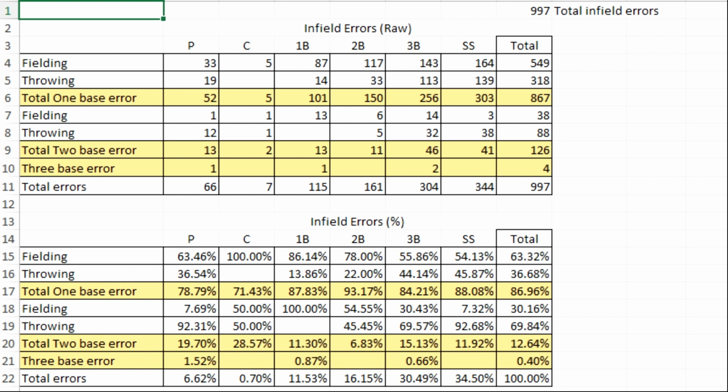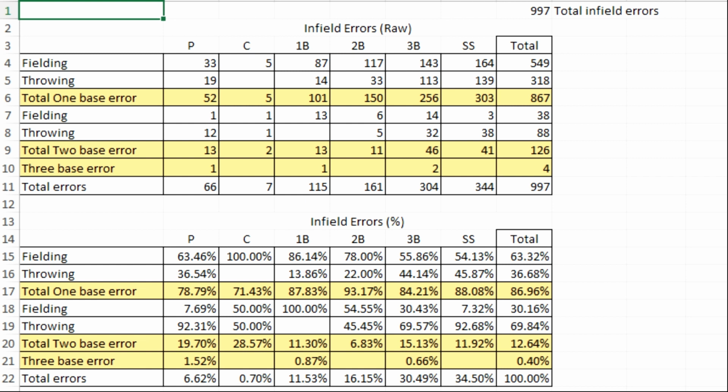The other thing to note is there are designations in the data about throwing. I'm assuming that the errors with the TH designation for throwing were throwing errors as compared to fielding errors. If I'm wrong on that, please let me know in the comments. But I'm pretty sure that's correct, and the data kind of supports that as well.